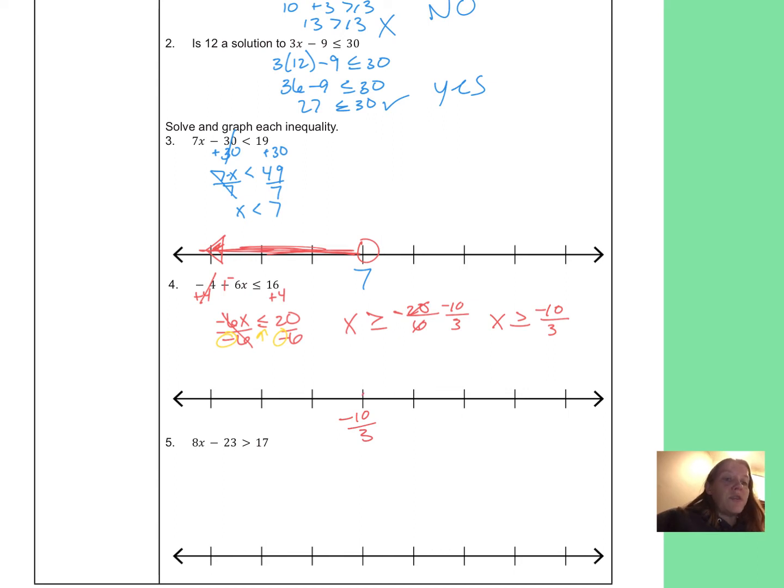I'm going to have a filled in circle because it had the equal to part, and I want values that are greater than that. And greater than numbers are to the right. To the right, numbers get bigger.